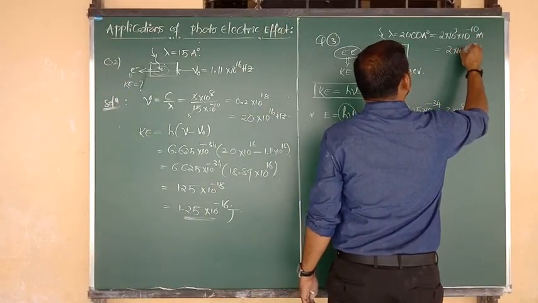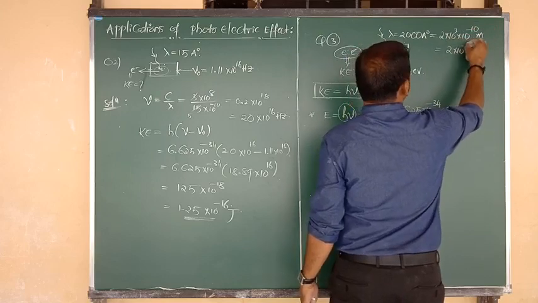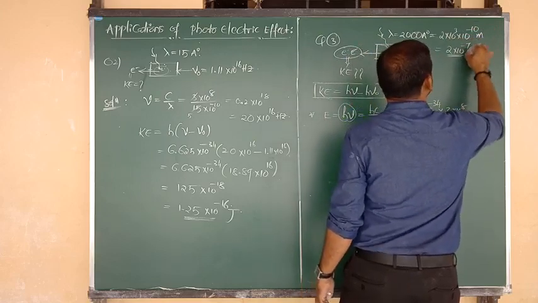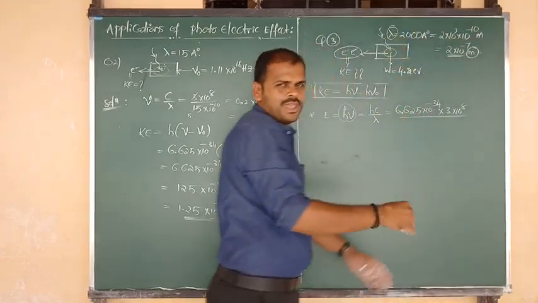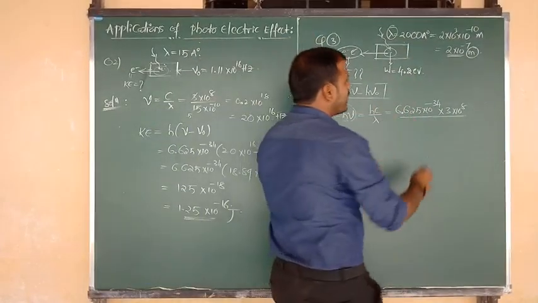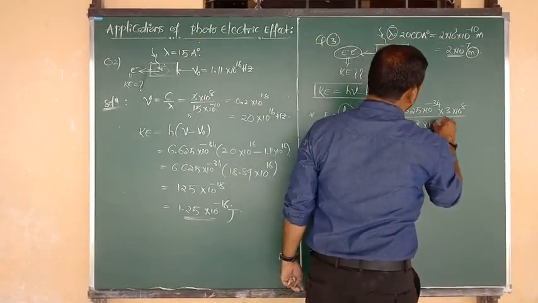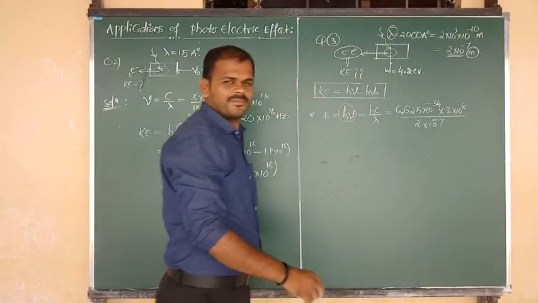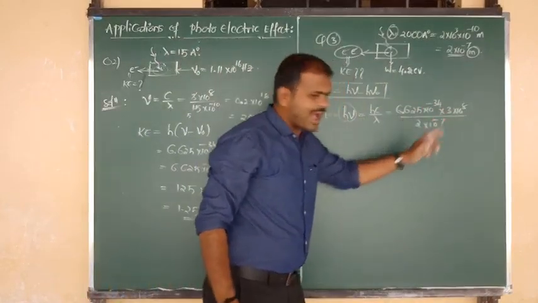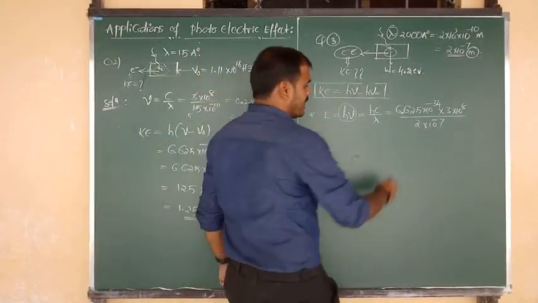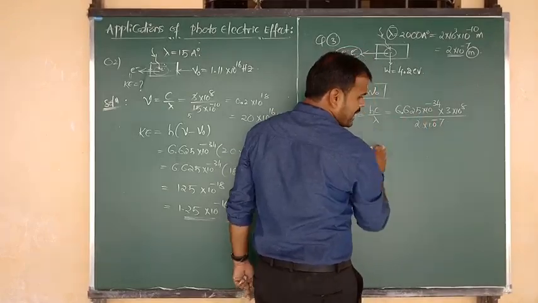So we can write 10 to the power of 3 into 10 to the power of minus 10, that is 10 to the power of minus 7. So 2 into 10 to the power of minus 7 meter. This is the wavelength of the incident light. That lambda value I am going to use right now, 2 into 10 to the power of minus 7.